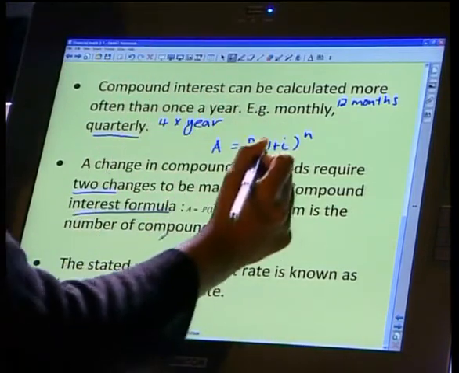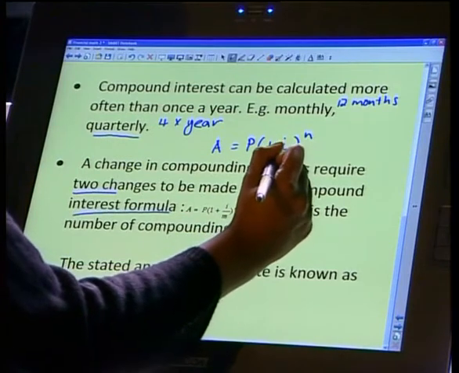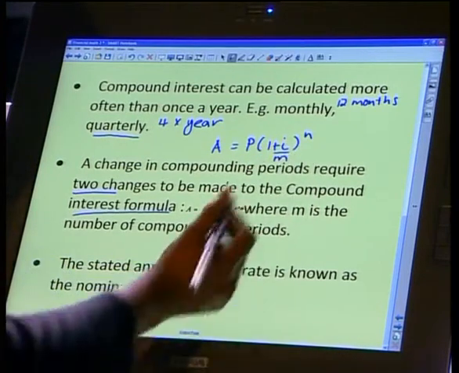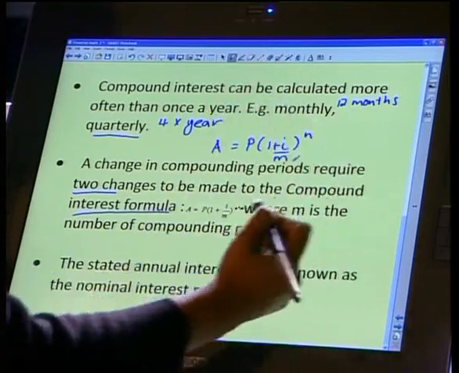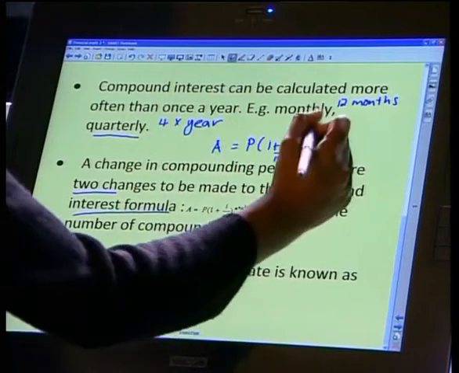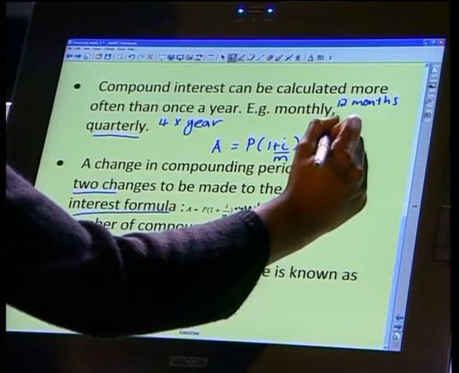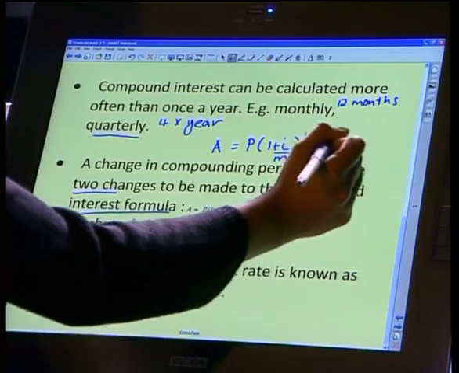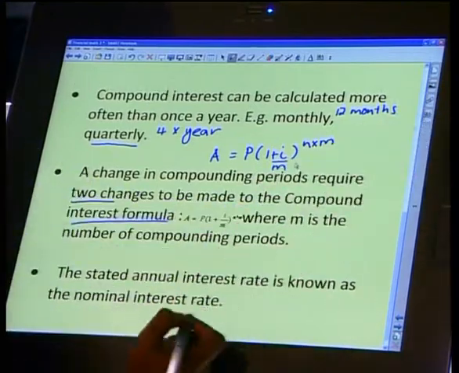The first thing that we will have to do is divide your interest rate by the number of compounding periods. So we divide the interest rate by m, where m is the number of compounding periods. And then we also have to multiply n by the number of compounding periods. So you multiply your n by the same m that you are dividing the interest rate by.